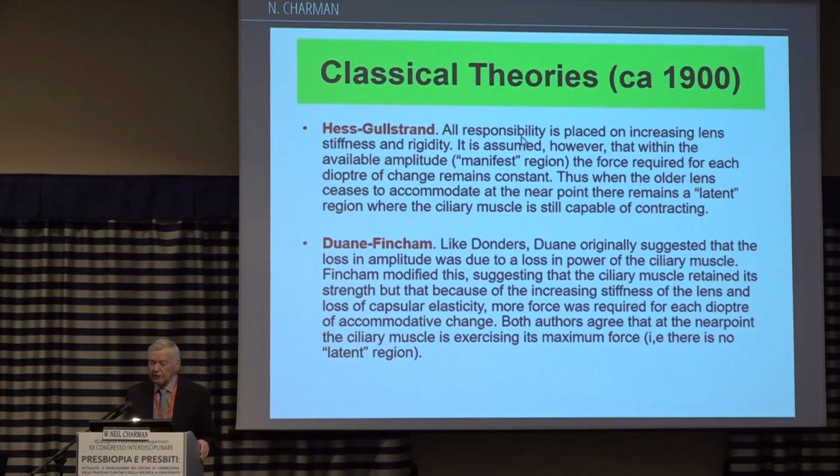Now, there are two classical theories I should just mention. Don't worry too much about these, but Hess and Gullstrand suggested that it was really only lens stiffness and rigidity that mattered, and they just said that as you get older, you'll accommodate to a particular level, and then the lens will become too rigid to change, so that you put in an equal amount of effort, but you just can't go beyond a certain fixed end point. So as you're presbyopic, all the force in your lens is just unusable. It's latent. It can't be used because the lens isn't changing.